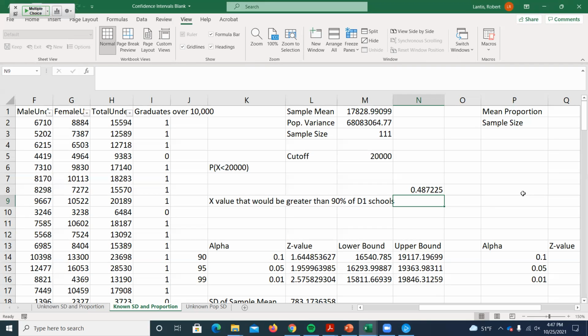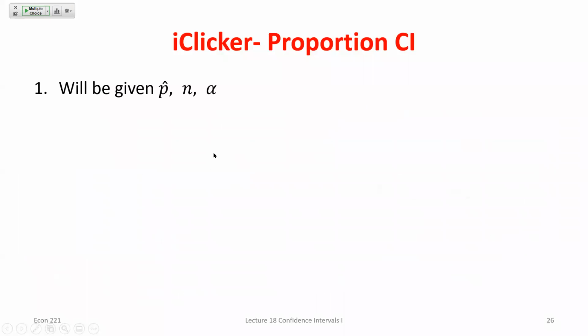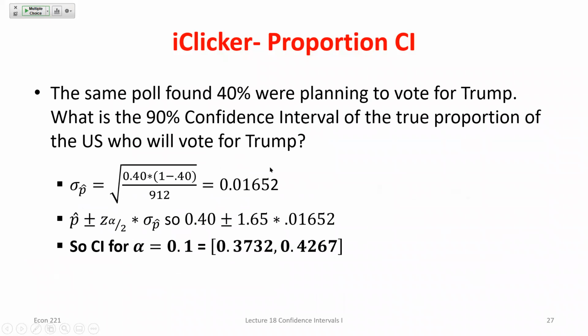So I think, well, I've got Excel open here. I'm going to take, well, actually, no, I want to finish that example. I think I know what I have in here. So I won't ask you guys to do this one, but I think it is interesting if we talk about this. So the same poll found 40% of people were planning to vote for Trump in the 2016 election. We walked through the same kind of steps. Standard deviation is a little bit different here because we've got a different sample proportion. I plug everything in and I end up with this confidence interval.